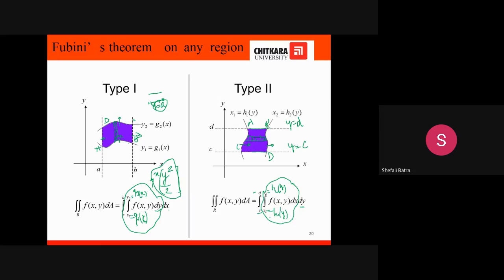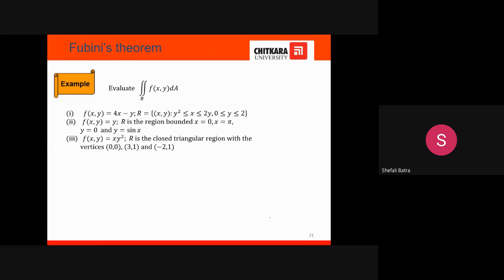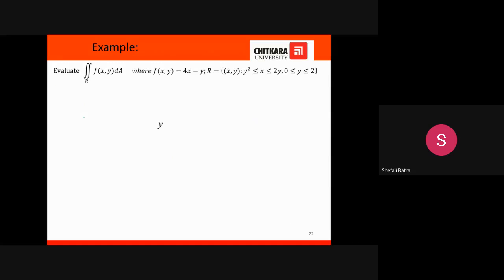Now let's have an example. Evaluate the double integration of f(x, y) dA over the region R. So this is your function for the first question. The function is 4x minus y, and this is the region. Evaluate this. This is our function and this is the region.